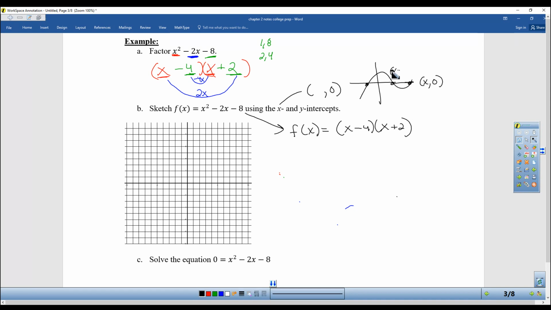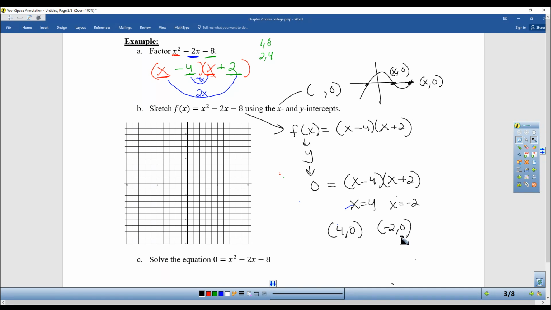So if this is something, comma 0, remember this is y, I'm going to make the y 0 and figure out what x value makes this 0. Well, if I want to make this 0, x could be 4. 4 would make the y value 0. Or negative 2. Negative 2 would make the y value 0. So factoring helps you find x-intercepts, 4, comma 0 and negative 2, comma 0.